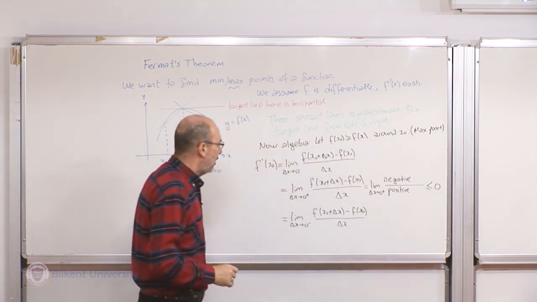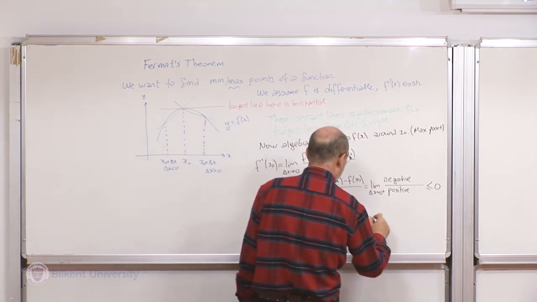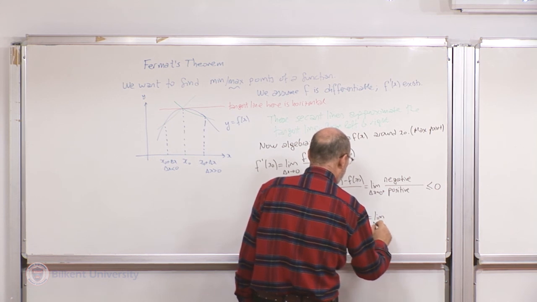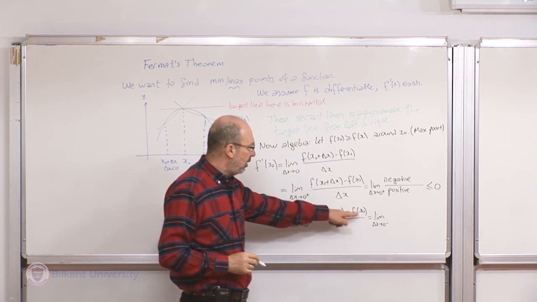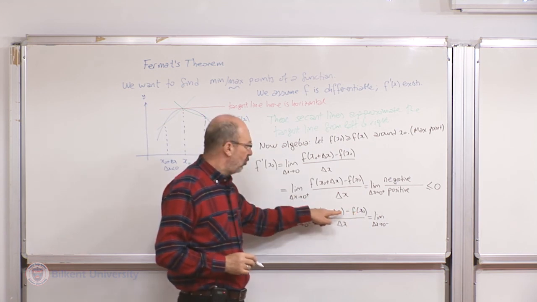Okay, so we play the same game here. So this is the limit as delta x goes to 0 from the left. And the same situation here. F of x sub 0 is maximum, so the numerator is negative.